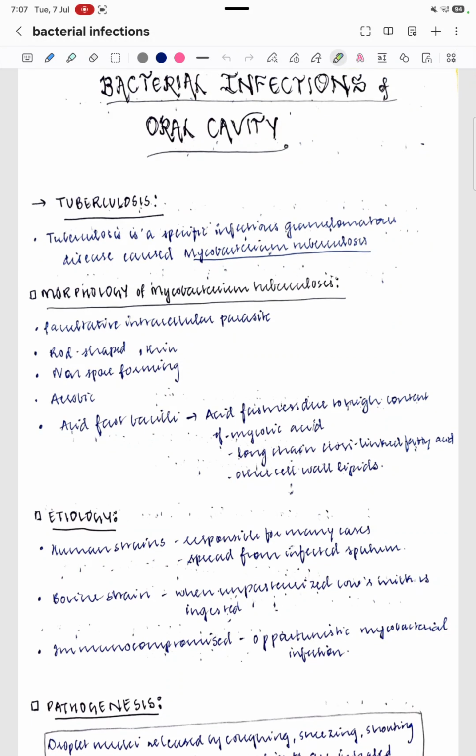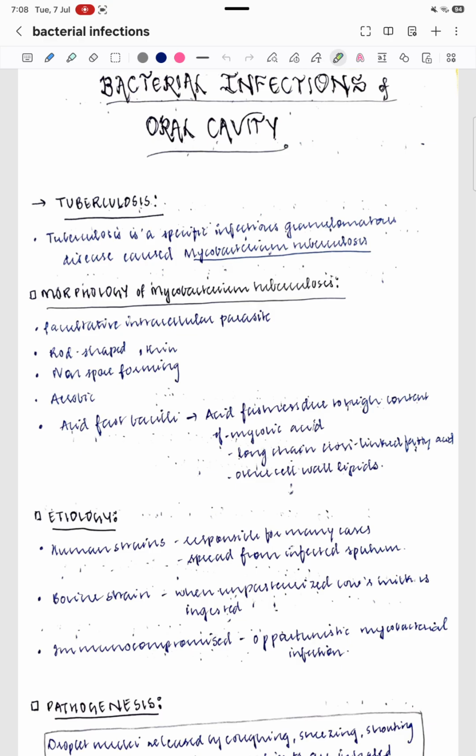Today's topic of discussion is bacterial infections of the oral cavity. Here we are going to mainly deal with the bacterial infections. In this chapter we will mainly discuss whichever bacterial infections are important according to the RGUHS, Rajiv Gandhi University. We are only going to discuss those infections.